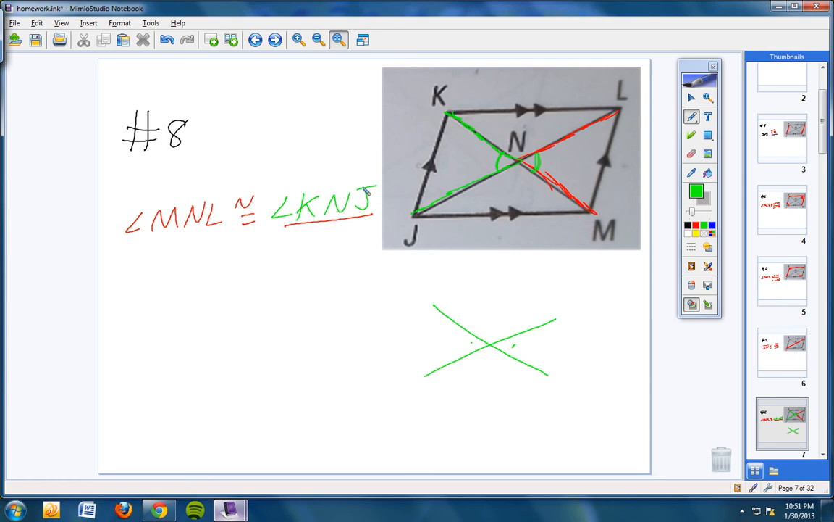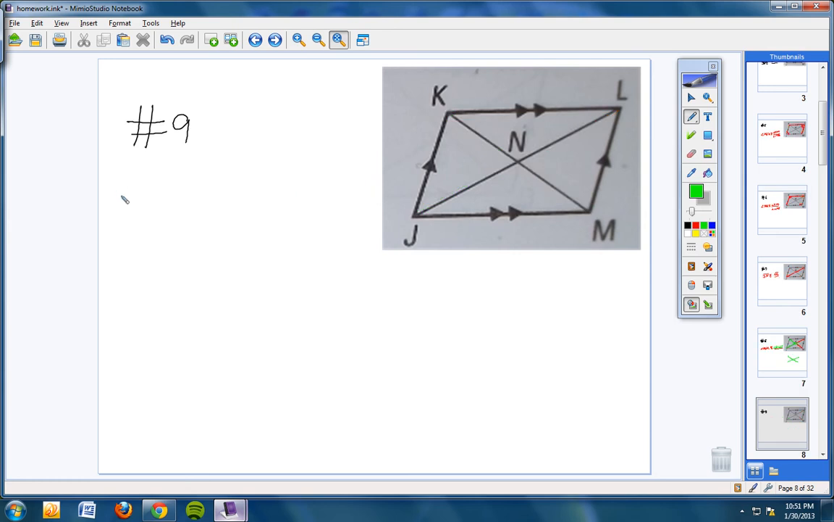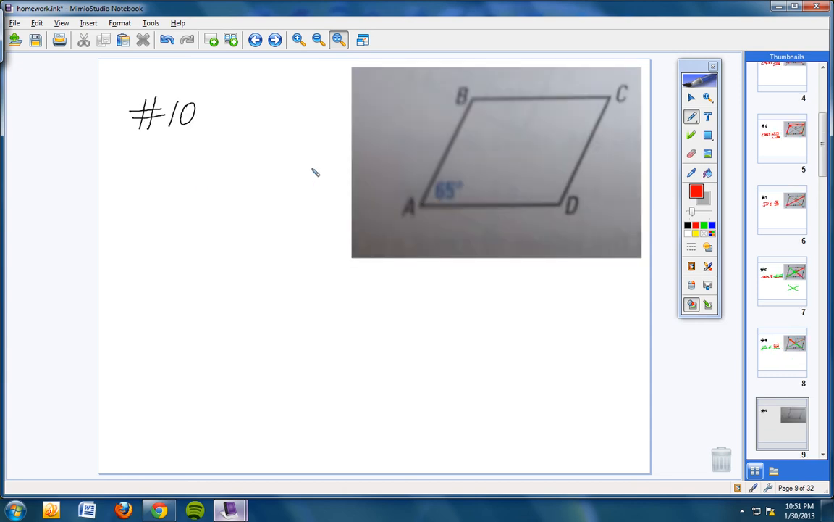All right, let's move on to number 9. Number 9, they're saying side or segment NM is congruent to blank. Well, students, here's NM. And we learned that diagonals bisect each other, so NM is congruent to this segment over here. And of course that's KN or NK. However you want to write it, that's up to you. Okay, moving on to number 10. I told you these were not going to take a long time.